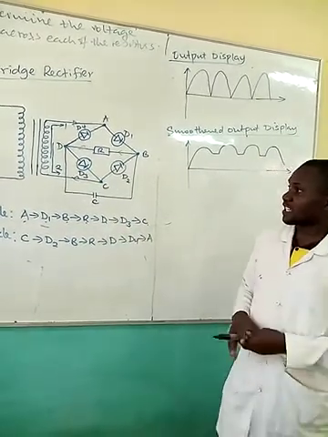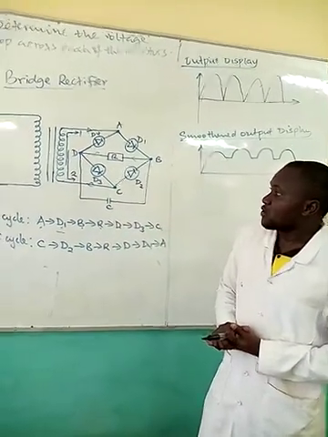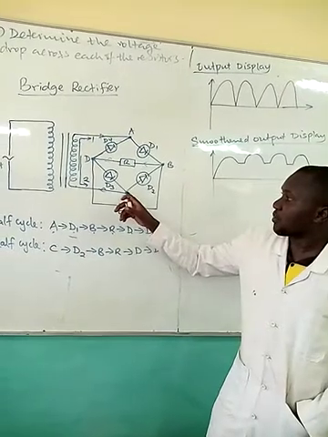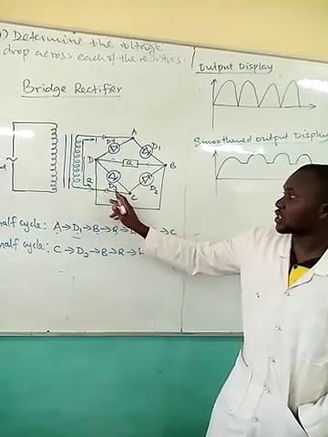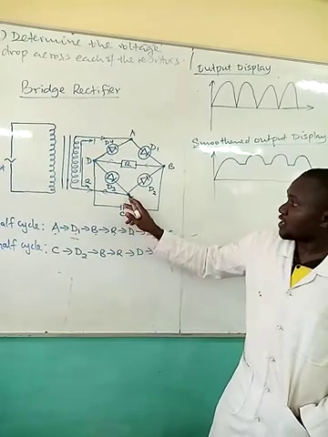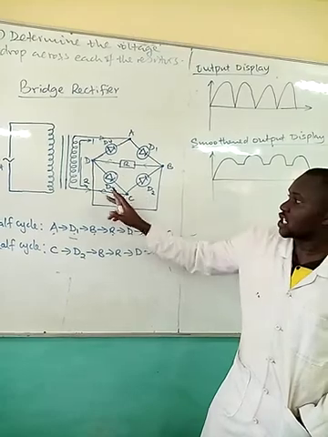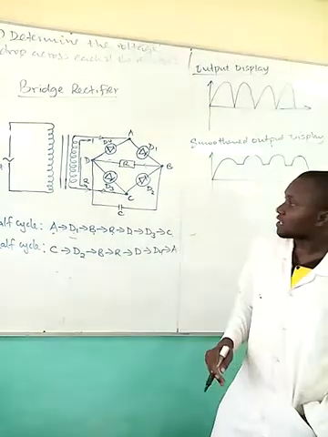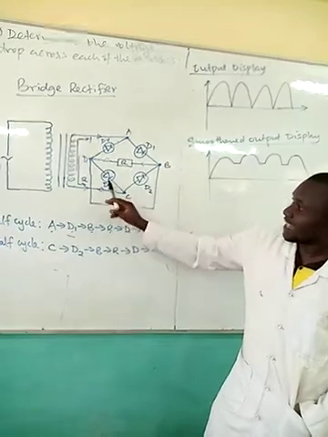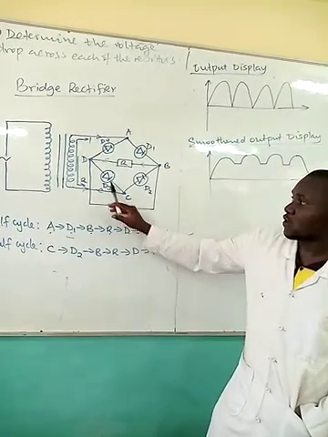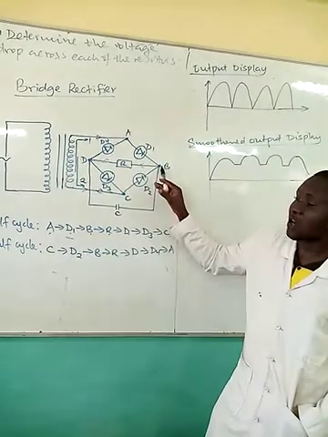But what about the second half cycle? In the second half cycle, the same thing will happen. When current reaches point C, in the second half cycle, we are assuming current is now flowing in that direction. So when it reaches point C, it will find there are two paths, the path with D2 and the path with D3. But how will it flow? It will find that D3 is reverse biased, so it can't flow through that path whatsoever. So instead, it will flow through D2 to point B.